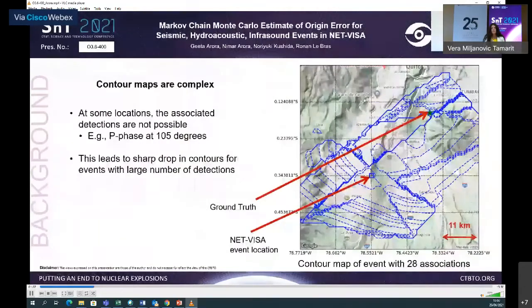These contour maps can get complicated for many reasons. In this example, at some location, the associated detections are not possible. For example, a P phase cannot be detected at 105 degrees. This leads to a sharp drop in contours for events with a large number of detections, as you can see with these dark lines in this map.